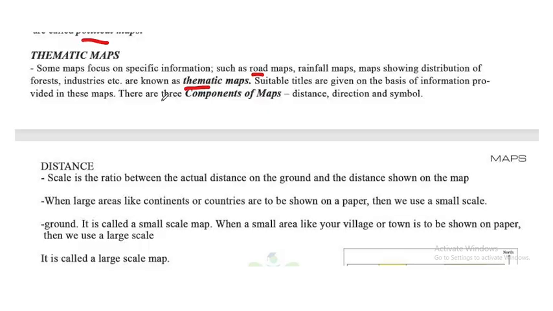Now there are three components of maps. The first one is distance, the second one is direction and the last one is symbol. What is distance? We all know what distance is. Distance is the total movement of an object without any regard to direction. That's the definition of distance.